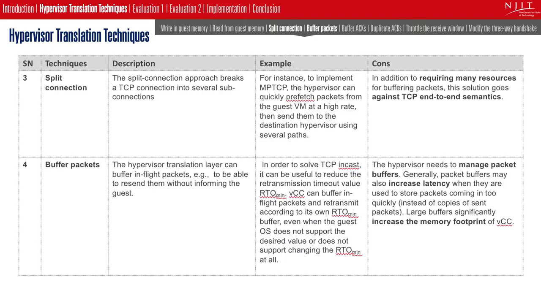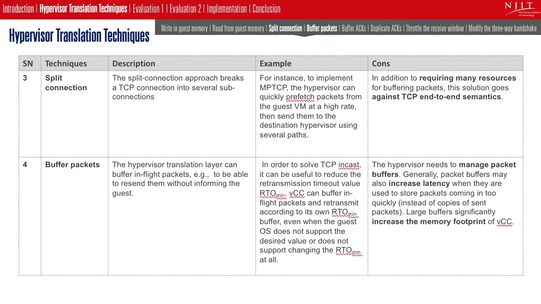The third technique is the split connection approach. This approach breaks a TCP connection into several sub-connections. For example, using a TCP proxy, it can acknowledge packets to the guest virtual machines at some desired rate, then send them on the data center network using the desired target congestion control algorithm. This black box solution functions as a pipe and can implement nearly any congestion control algorithm.